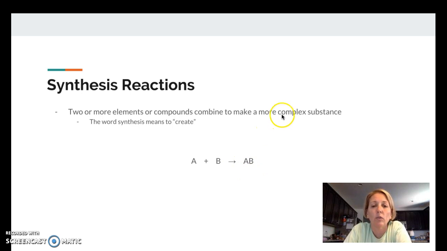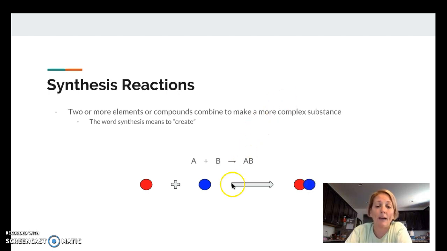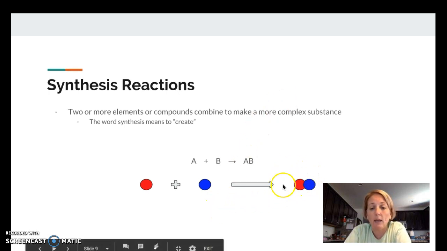A plus B is going to yield the new complex compound AB. That is what the chemical equation would look like in terms of letters. If some of you are visual and need color, let's look at it in terms of colored circles. The red circle represents element A. We are going to add that to the blue circle, which is element B. That is going to yield a compound of 1A bonded to 1B. We have created a new complex molecule or a new complex substance.